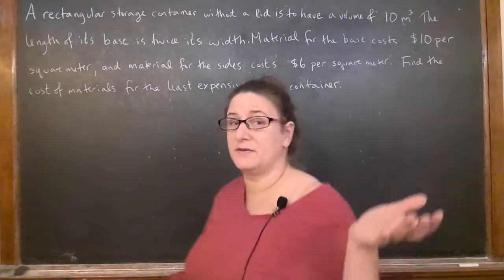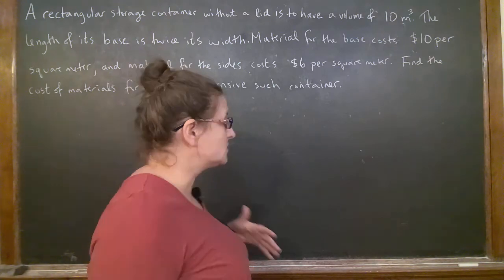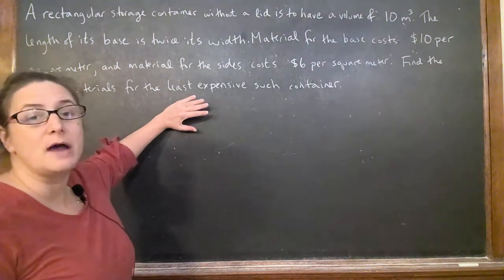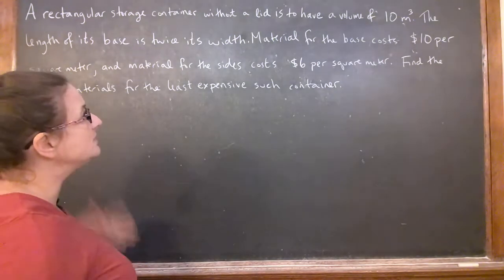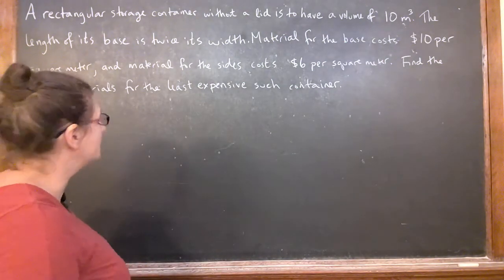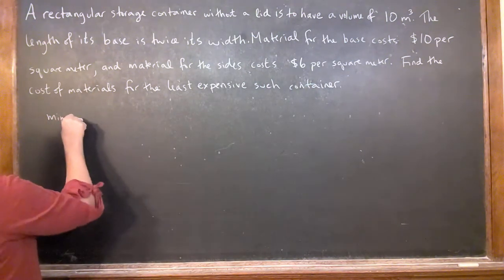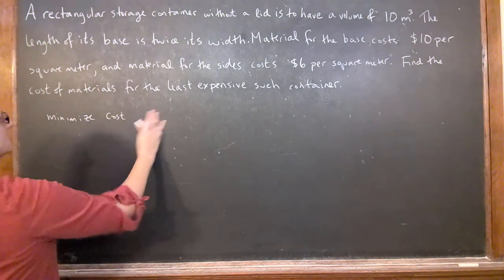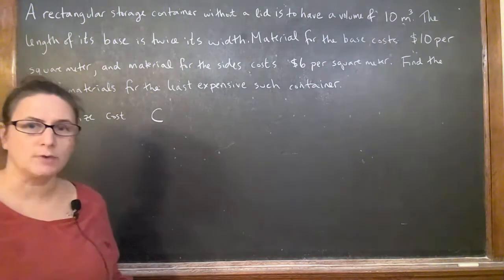Okay, so there's a lot of different stuff going on in this problem. I'm going to start with just thinking about, okay, they're saying the least expensive, so I'm supposed to minimize some kind of cost, right? So I'm supposed to minimize the cost of the container. And the cost is going to depend on the dimensions, right?